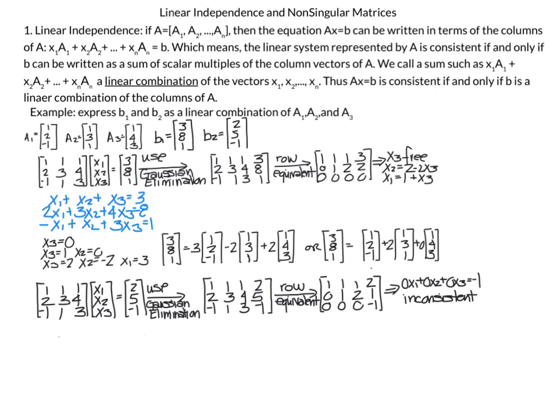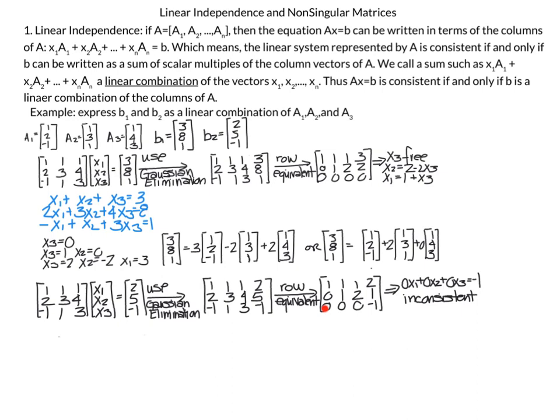I have one more example, and that is to now use b2 as our b vector. So again, I have my column vectors of A. I wrote that down as a matrix, 1, 1, 1, 2, 3, 4, and negative 1, 1, 3, times x1, x2, x3, my x vector, is equal to, and now I use b equal to 2, 5, negative 1. Again, I'm going to use Gaussian elimination on the augmented matrix, which is row equivalent to 1, 1, 1, 2, 0, 1, 2, 1, and 0, 0, 0, negative 1.